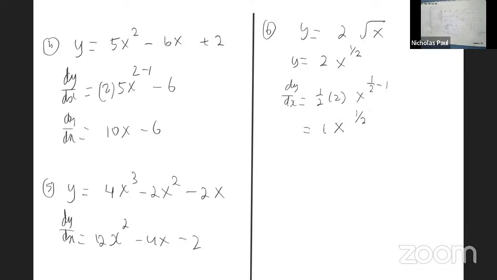But I don't want the answer like that, right? I want back the square root. Negative means what? 1 over x to the half, which is 1 over the square root of it. All right?